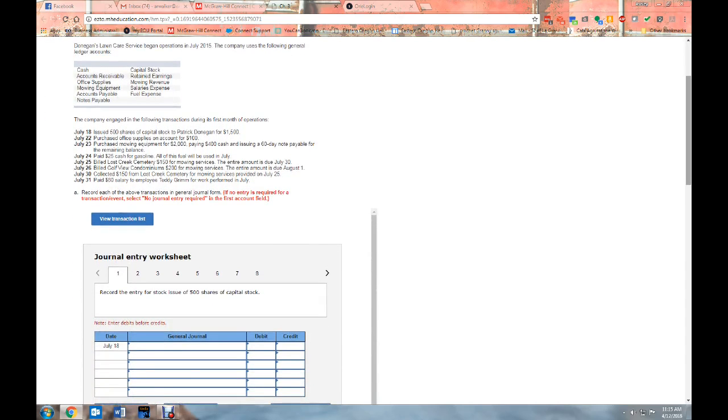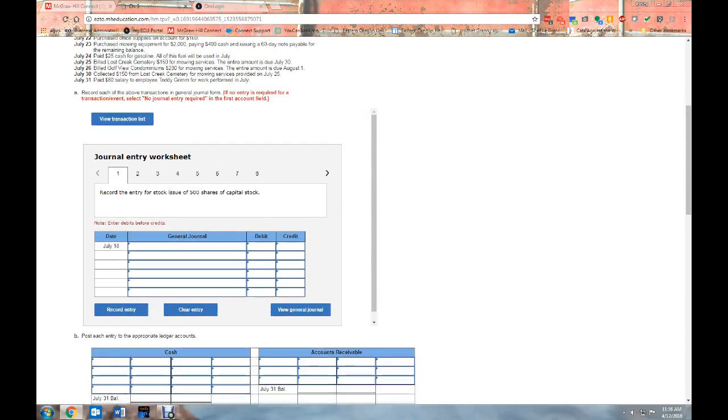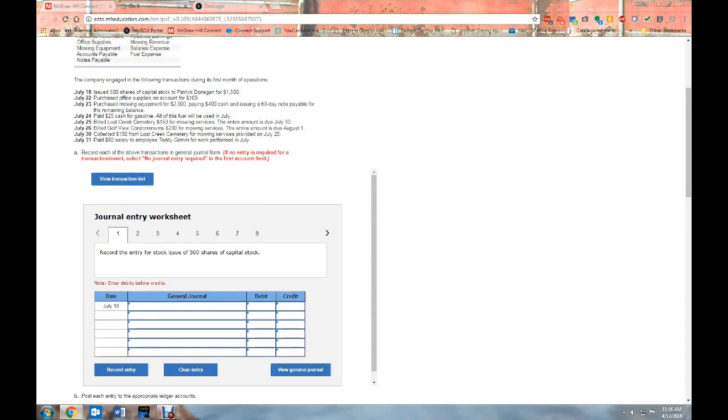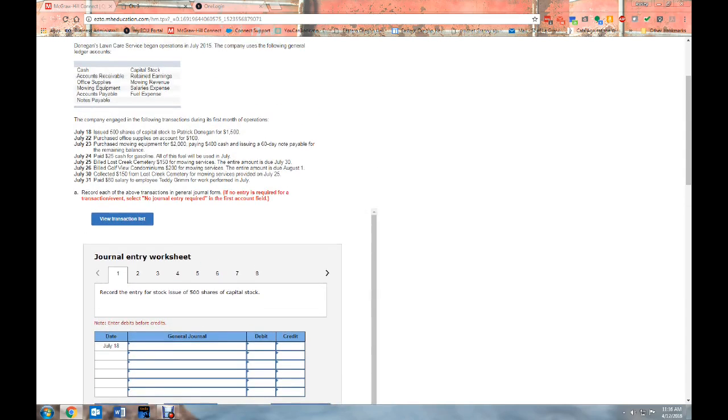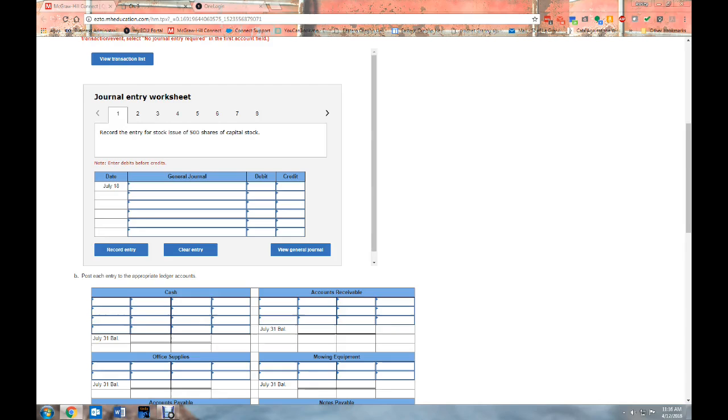So we have a lawn care service. We're going to begin operations in July 2015, and we have these general ledger accounts. So I know that when I'm pulling down journal entries, these are the accounts I'm going to be using. I have the following transactions on the 18th, 22nd, 23rd, 24th, 25th, 26th, 30th, and 31st. So we're going to have journal entries for each of those days. This is our first month of operations, so keep that in mind, and that may have an effect on something that we'll talk about here in a minute.